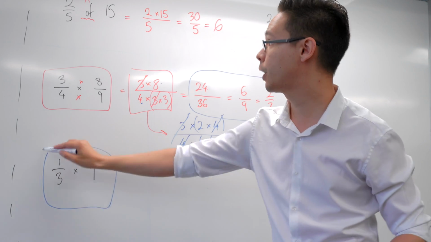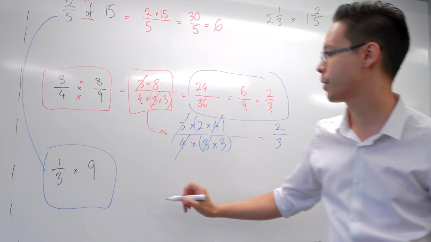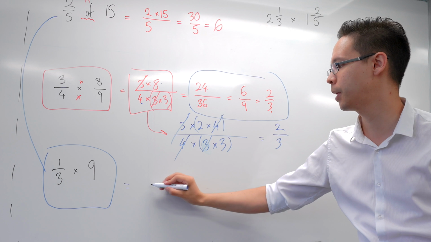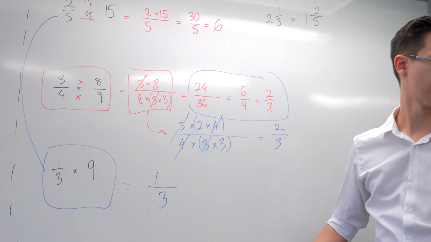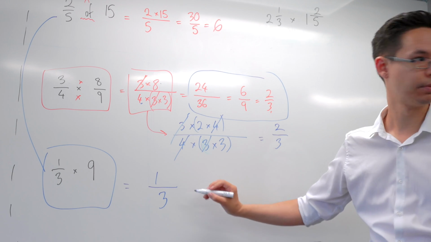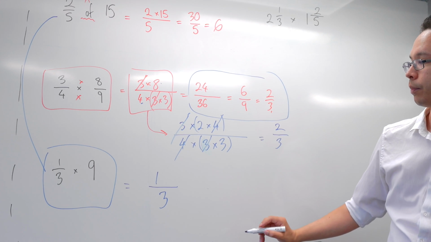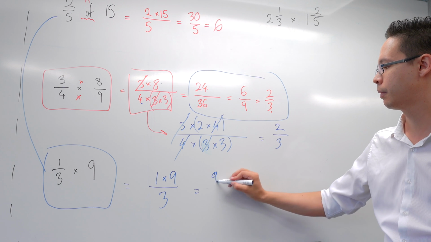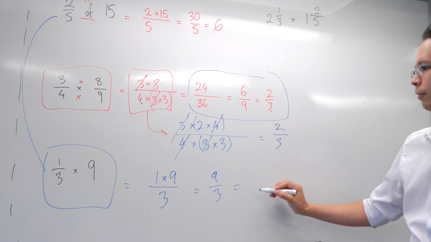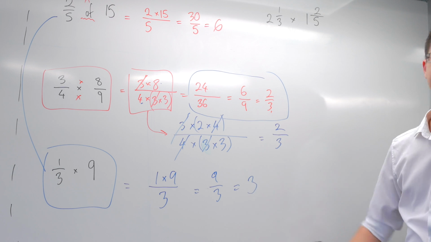This one here, you already know the rule because I had it up here. So this question is going to be what on 3? 1 times 9, which gives me 9 on 3, which we simplify to 3.